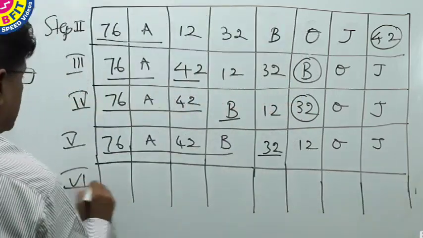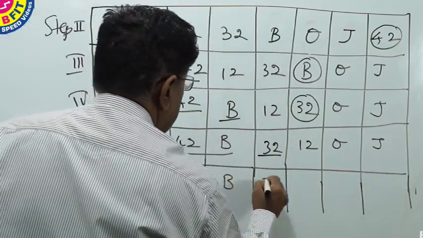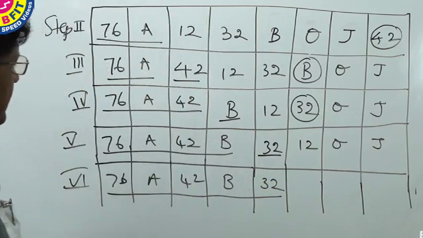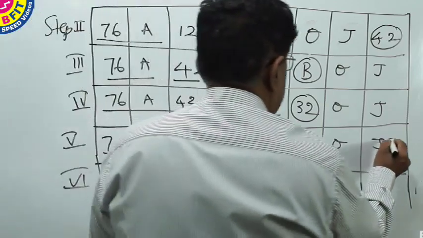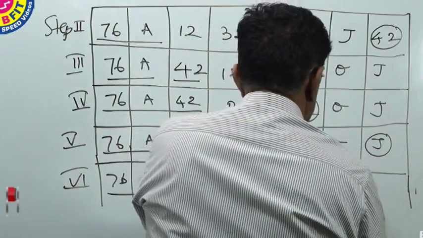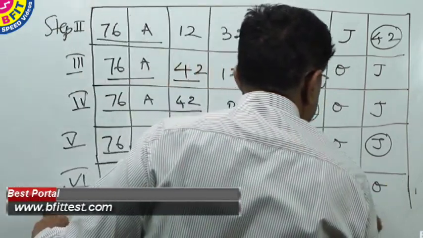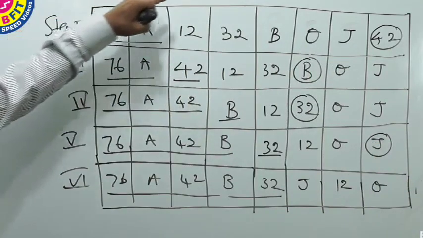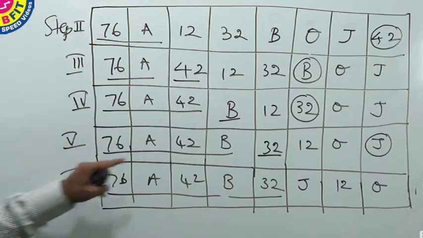Step 6. We shall inherit whatever we have done. 76A, 42B, 32. Up to this it is inherited. Then after B, what should come? J. Then automatically 12 and O. So this is the last step. So we are in step 2. How many more steps are required? 1, 2, 3, 4. 4 more steps are required to complete this arrangement.